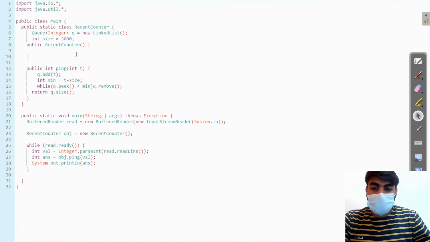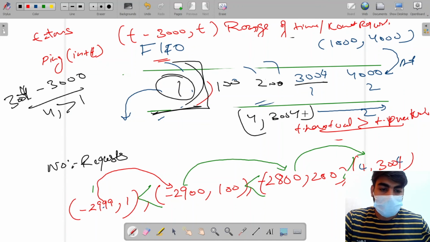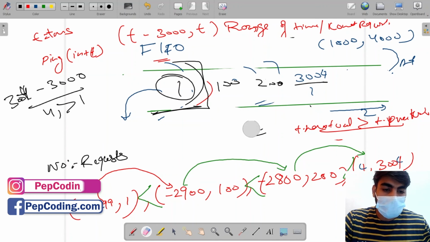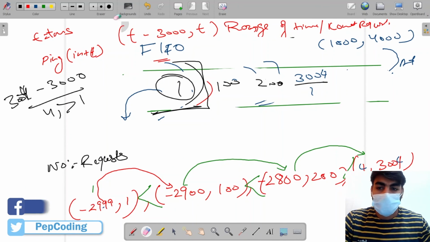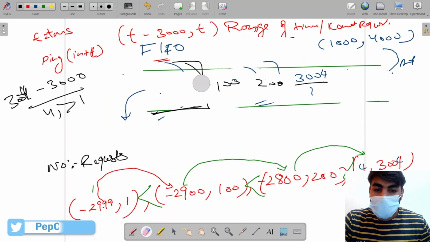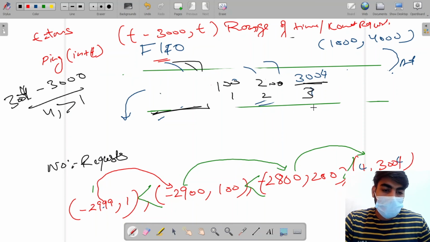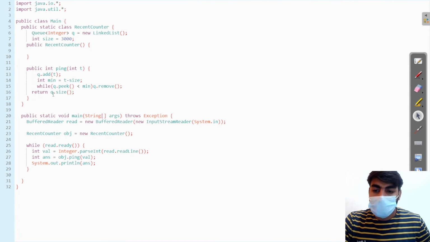Why are we returning the size of the queue? Because you can see here, for 3004 we have 3 requests, 1, 2, 3 requests, and this is the size of the queue, because in our queue we have only 3 elements. If we return size, we get the number of requests.